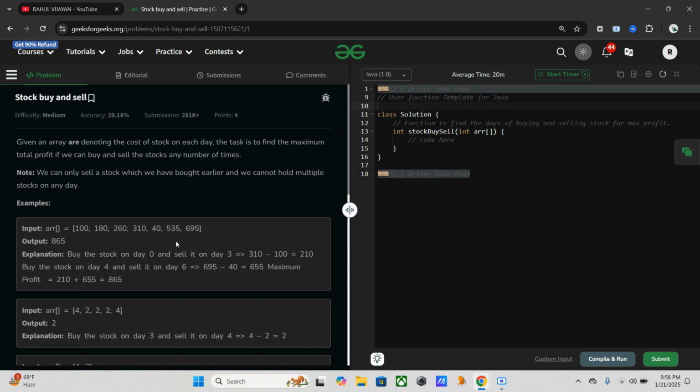So here the goal is to figure out how much profit you can make by buying and selling at the right times. Now I will show you how we can solve this problem efficiently. So in this problem the key observation is that we should buy stock when the price is lower than the price on the next day and sell it when the price is higher the next day. This way we are maximizing the profit between consecutive days. Let's break it down step by step.